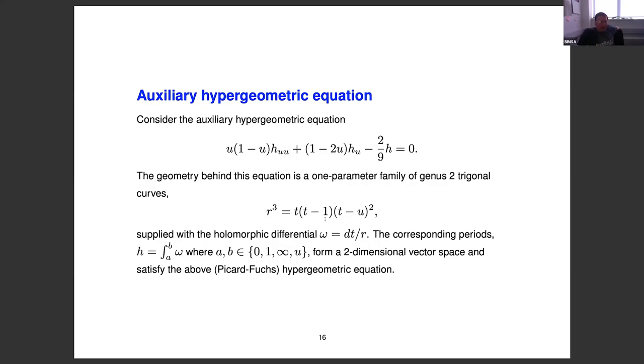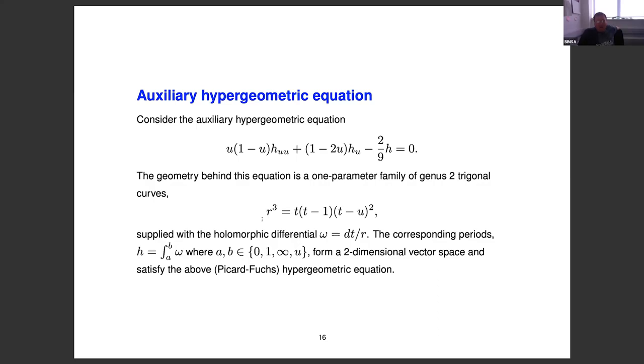Let's look at this family of curves. This curve has genus two, so it has two holomorphic differentials. One of them is dt over r, this thing. This is a holomorphic differential on this curve. All right, so let's take periods of this curve.